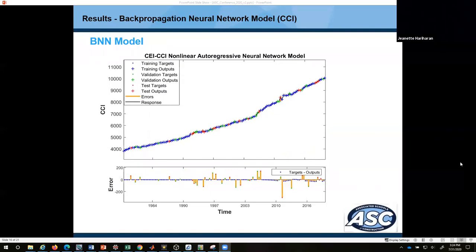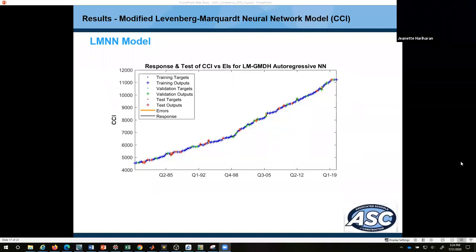This graph shows the model that we used for the CCI based on CEI, the coincident economic indicator, with backpropagation. Again, the error is very low. And as you could see, the test outputs and the validation outputs follow the curve almost exactly, so that the network is well trained. And then this is the CCI based on the response and tests for all the EIs. And that one is also very close to our actual data.